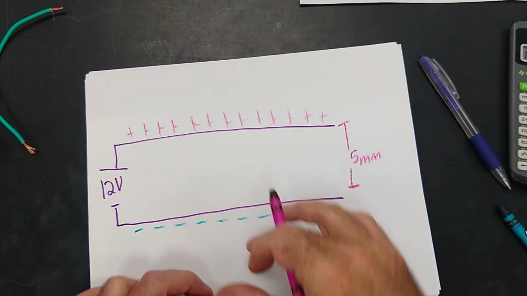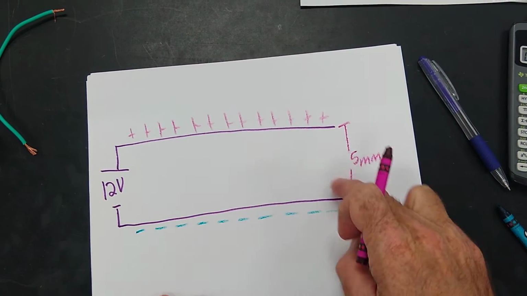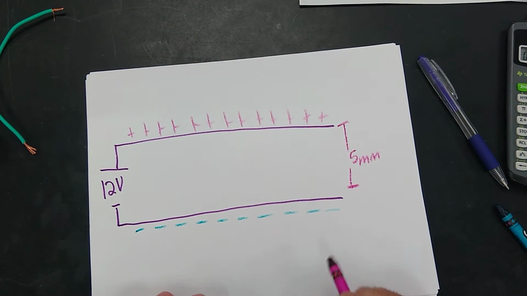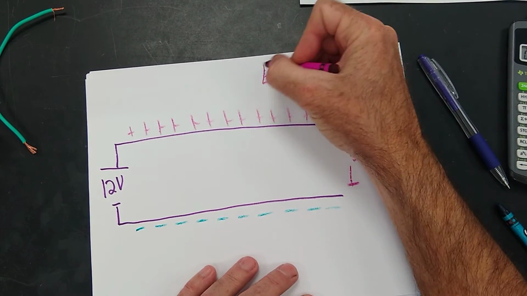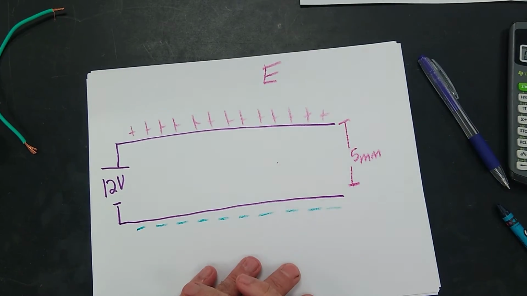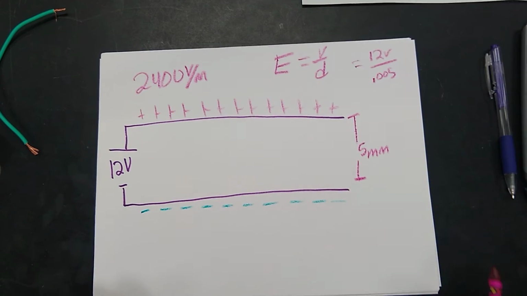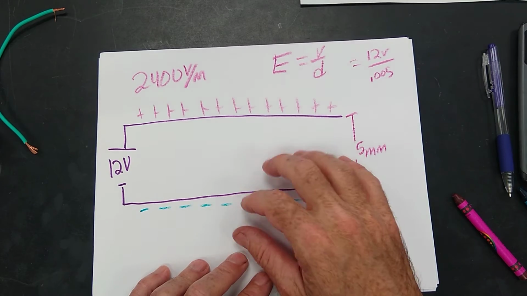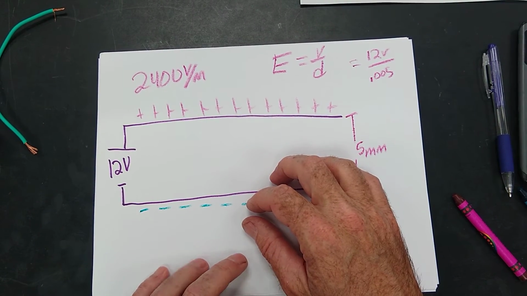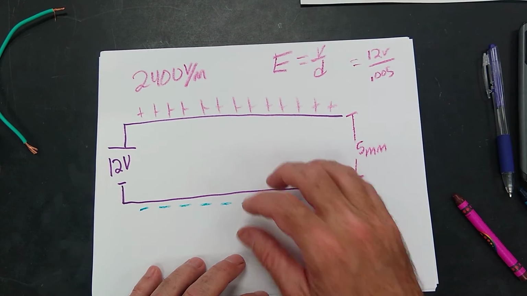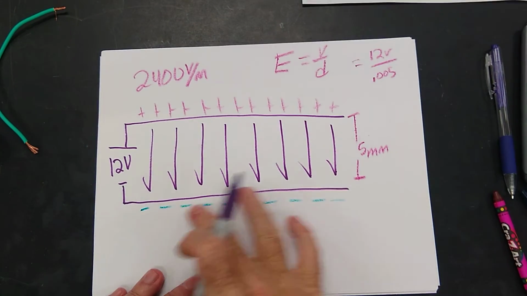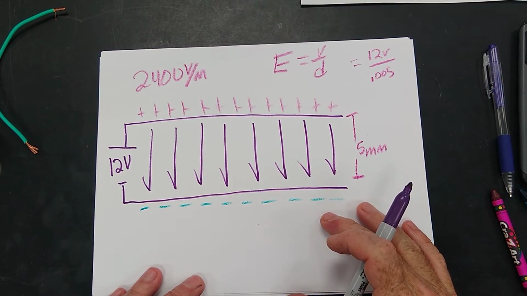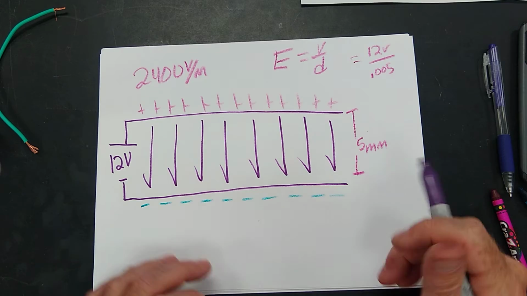I have 2 parallel plates that are 12 volts, and the distance between these 2 plates is 5 millimeters. What is the electric field intensity between the 2 plates? 2,400 volts per meter. If I'm going to draw electric field lines in this battery, what would they look like? Which direction would they head? They would point down and they would be evenly spaced as long as we were not near the edges, okay?